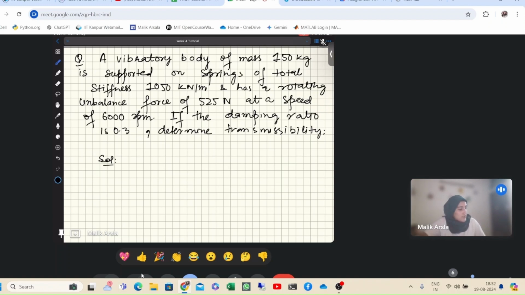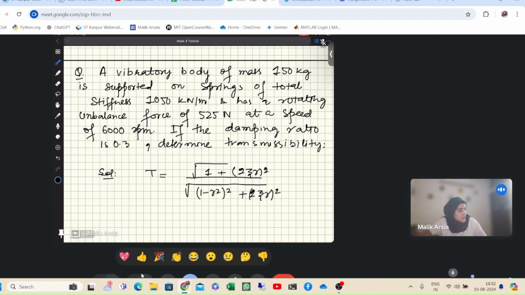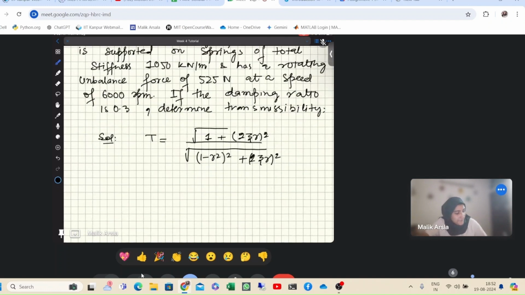Now the solution here is basically we know simply the formula for transmissibility. Okay, it is 1 plus (2 zeta r) square, right, upon under root of (1 minus r square) whole square plus (2 zeta r) whole square. Okay, now zeta has already been given to us. It's 0.3. Now we need to find r, and r is basically omega upon omega n, right?